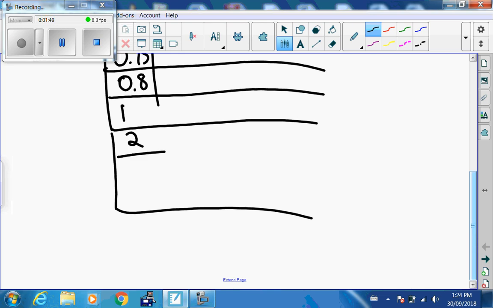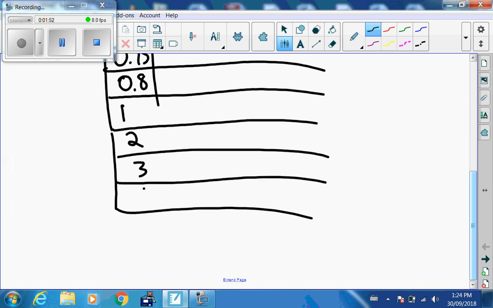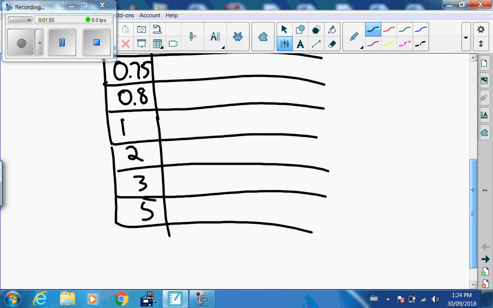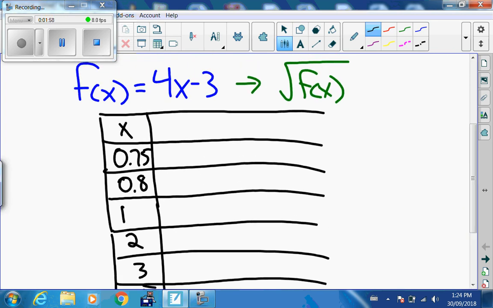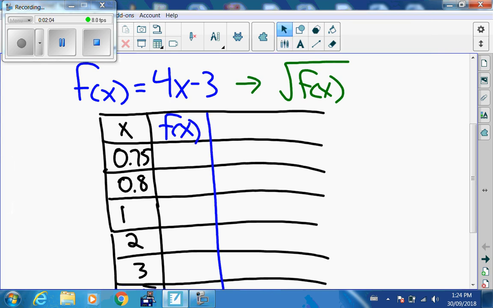All right, so 3 and 5. Okay, so what we're going to do is put these values into our equation. So this is going to be my f at x. If we put in 0.75, that's 3/4. So 3/4 times 4 is going to be 0. If we put in 0.8, that's like 4/5. So 4 times 8 is 32, so 3.2. 3.2 minus 3 is 0.2.